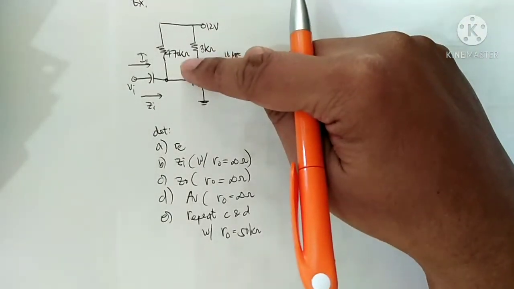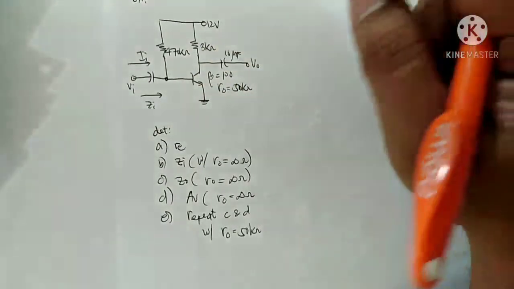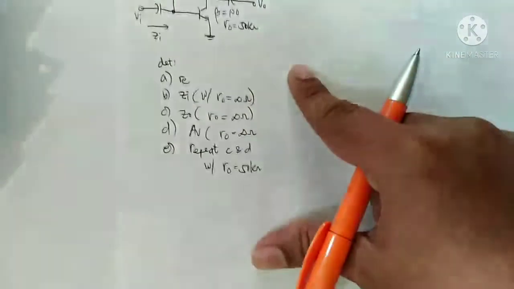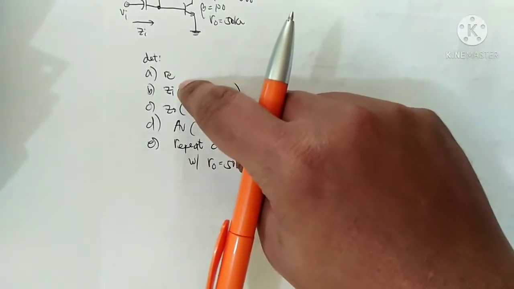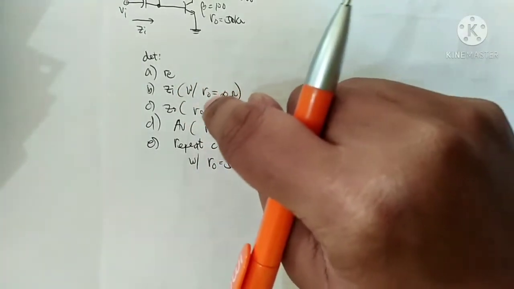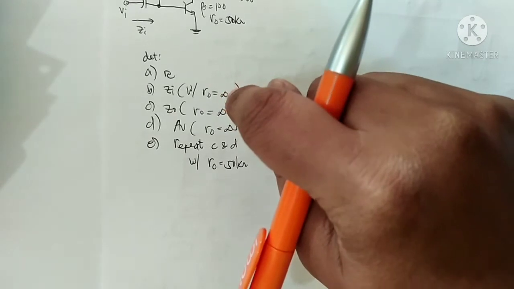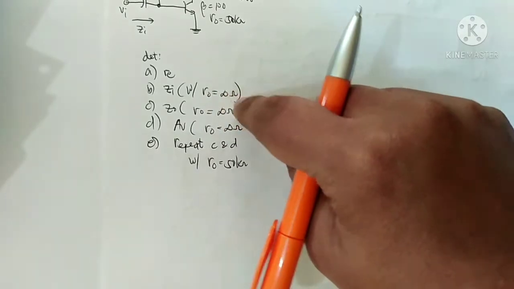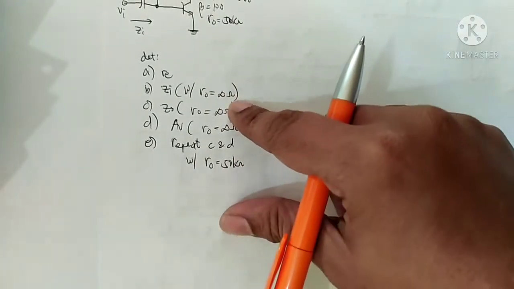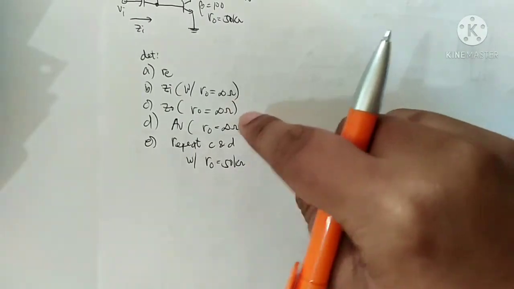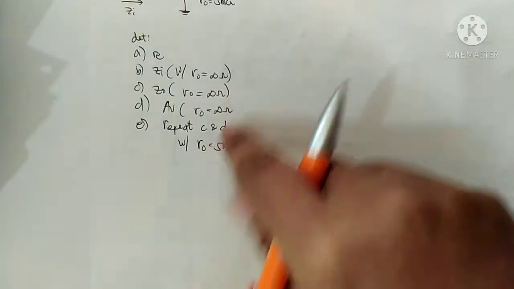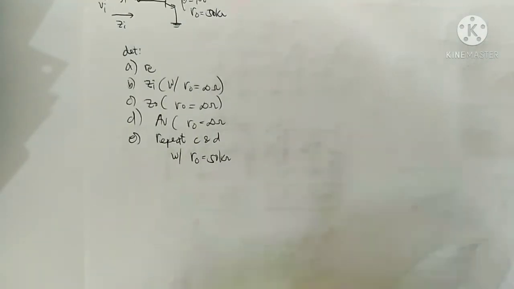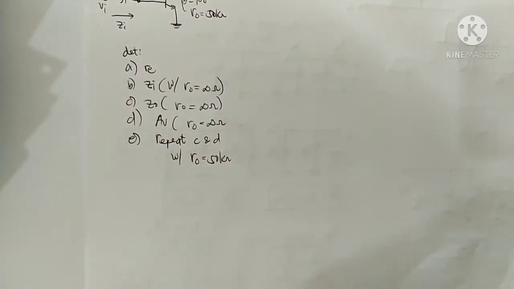We have RB 470K, RC 3K, and VCC is 12 volts. Find R sub E, ZI, ZO, and ZI and ZO with RO equal to infinity. So meaning we can neglect RO. Then repeat for the case where RO is equal to 50K. Let's see what the difference is.